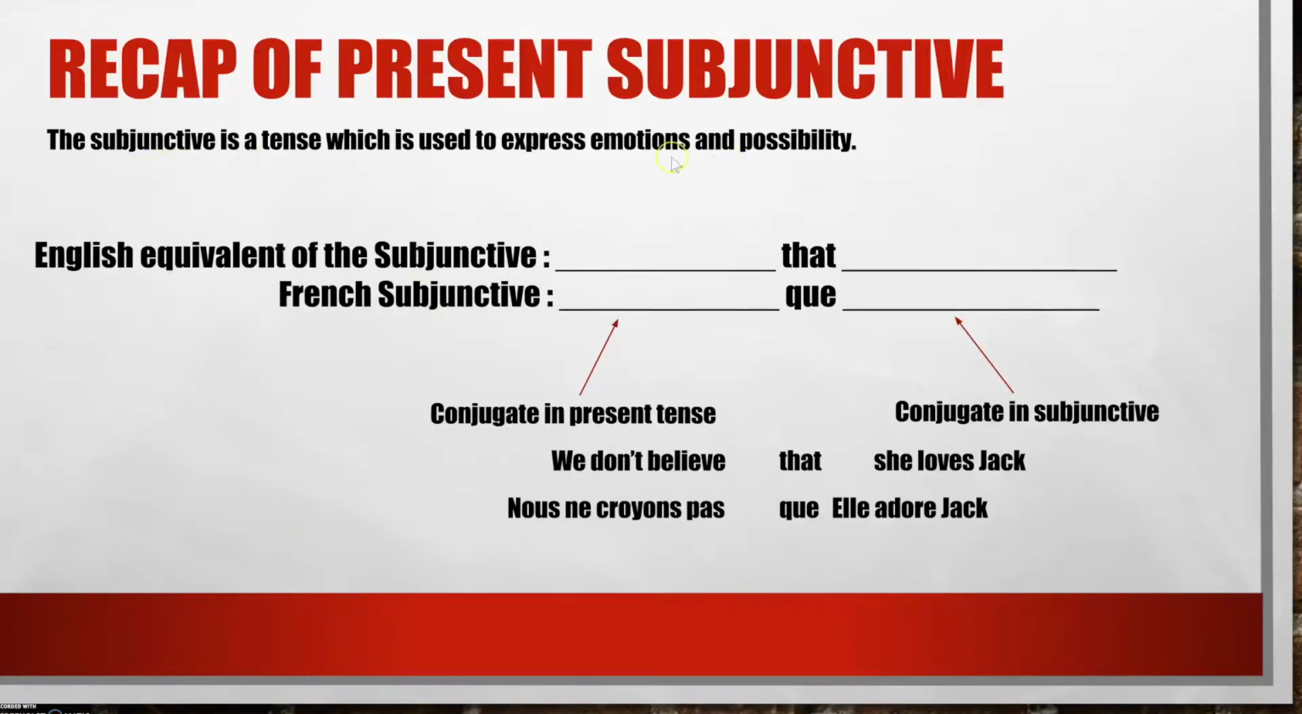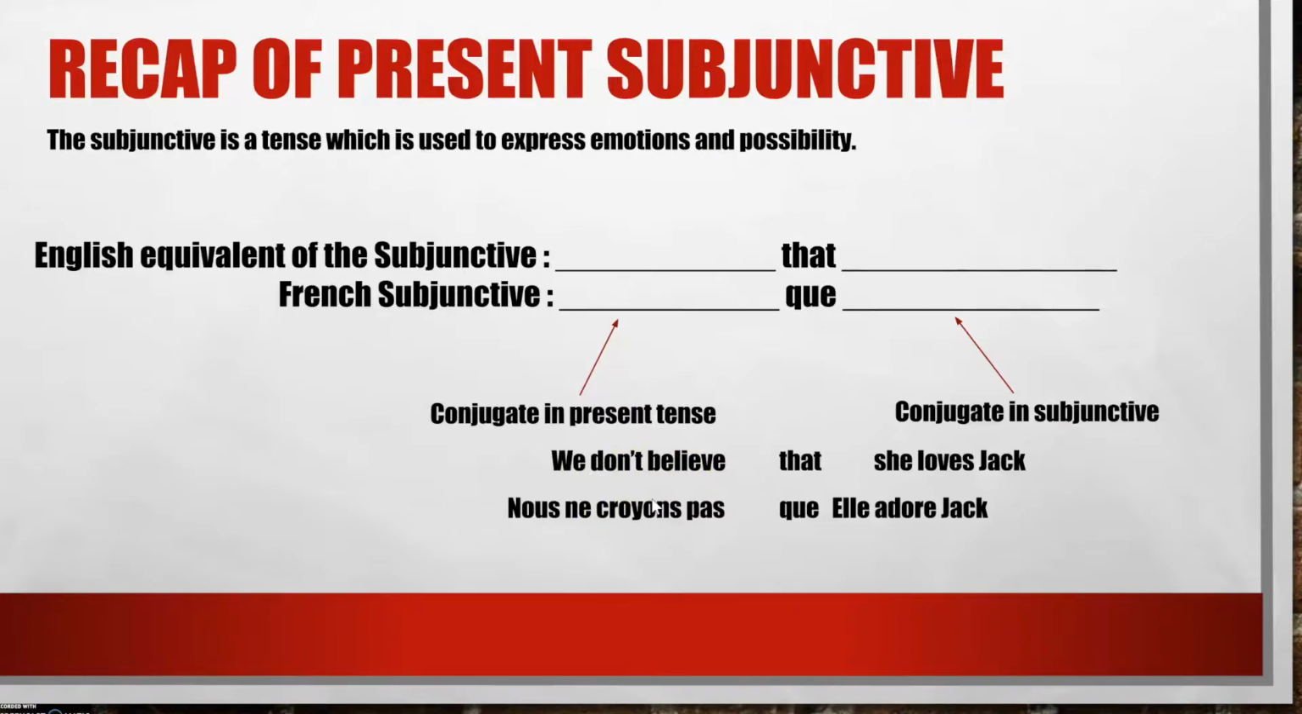So there's the definition of the subjunctive, a tense which is used to express emotions and possibility. So here's the subjunctive layout we're familiar with from the subjunctive video. Before the que, we always conjugate in present tense, and after the que, we conjugate in the subjunctive. The phrase before the que must be in the present and it must also express emotions or possibility.